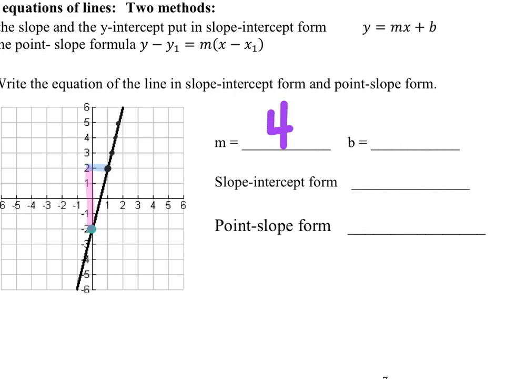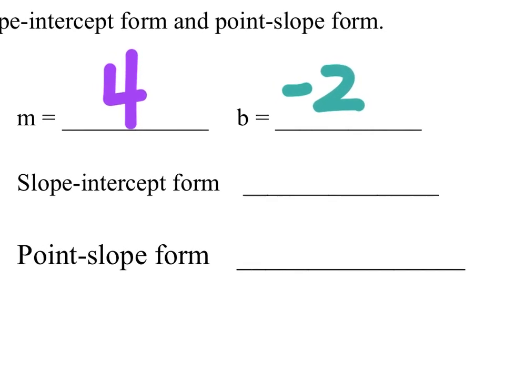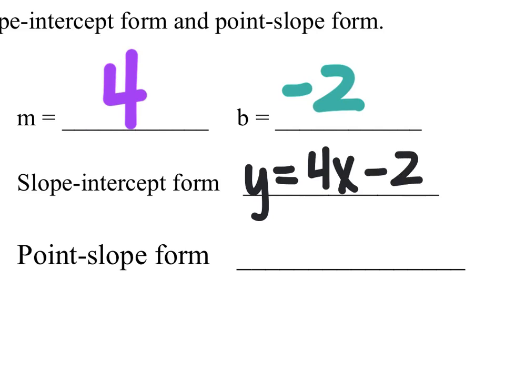And the y-intercept is -2 because the graph crosses the y-axis at -2. So to put that into slope-intercept form, all we need to do is just plug those numbers into the formula. So we have y equals 4x minus 2. So here was our slope, and here's our y-intercept.